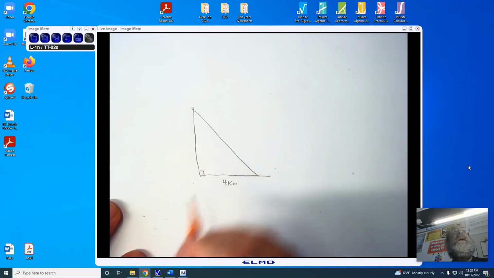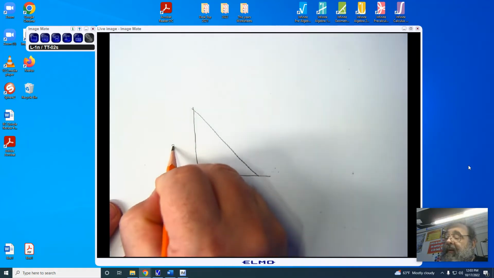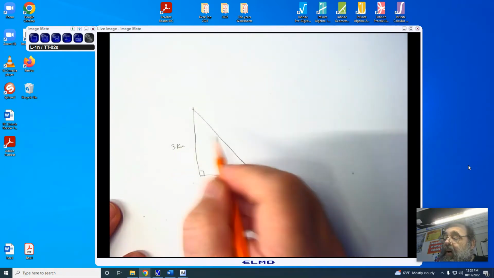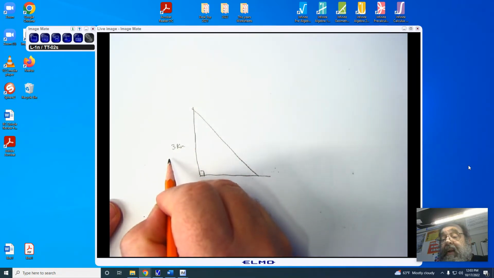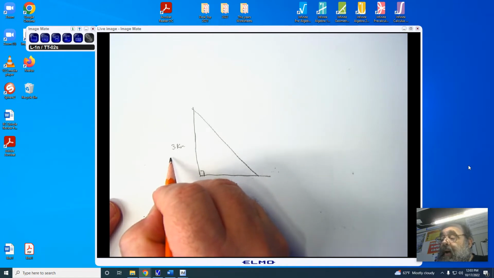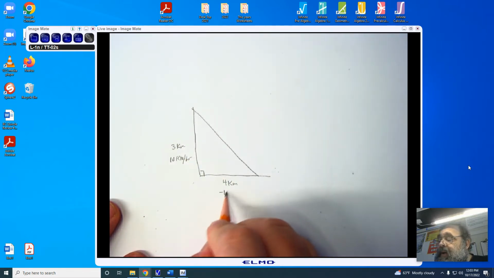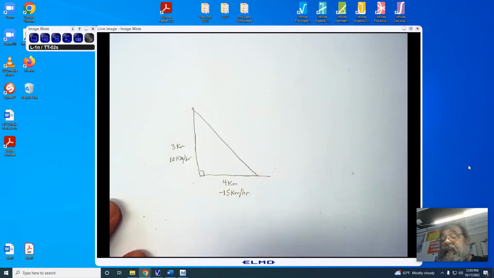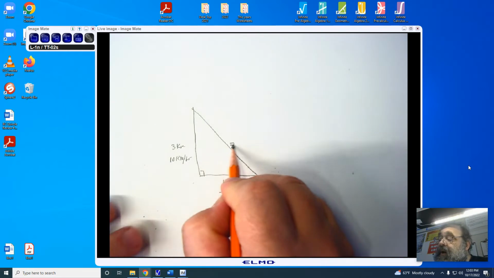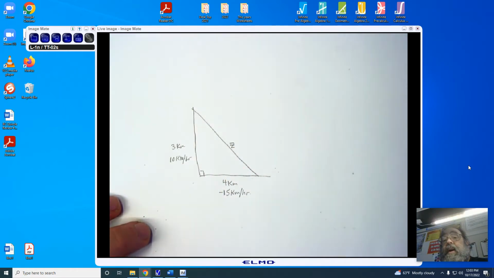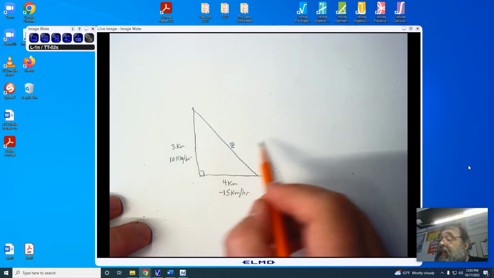I have a right triangular relationship. I have 3 kilometers here. I know that this rate, being the y value, is going to be 10 kilometers per hour. And I know that this rate is a negative 15 kilometers per hour. Now, the first question asked us to find what this distance here is. And to do that, we're going to have to use the Pythagorean theorem.